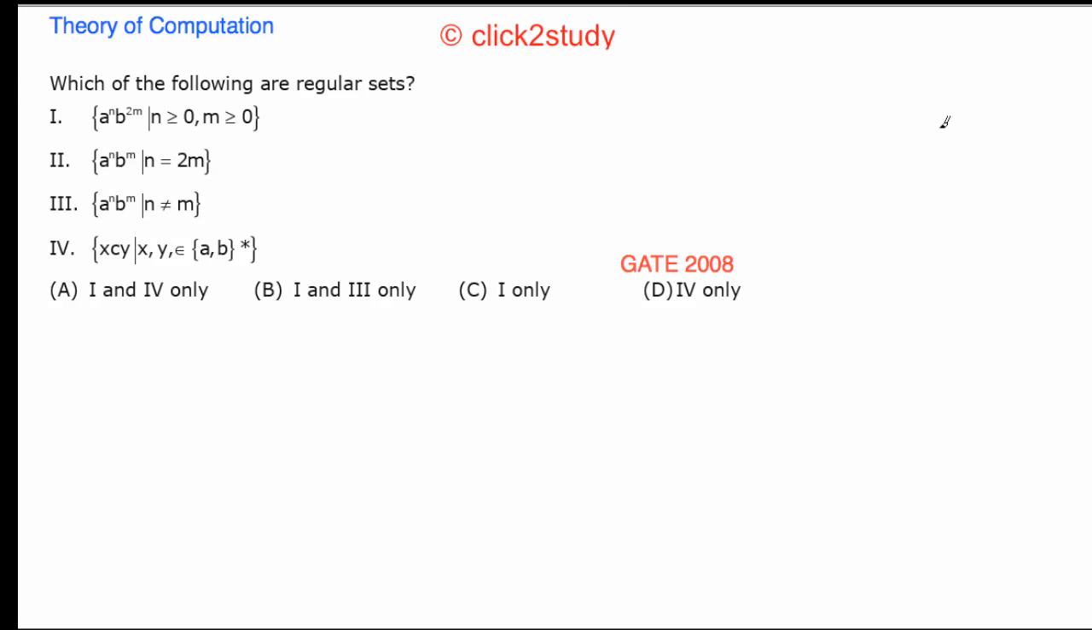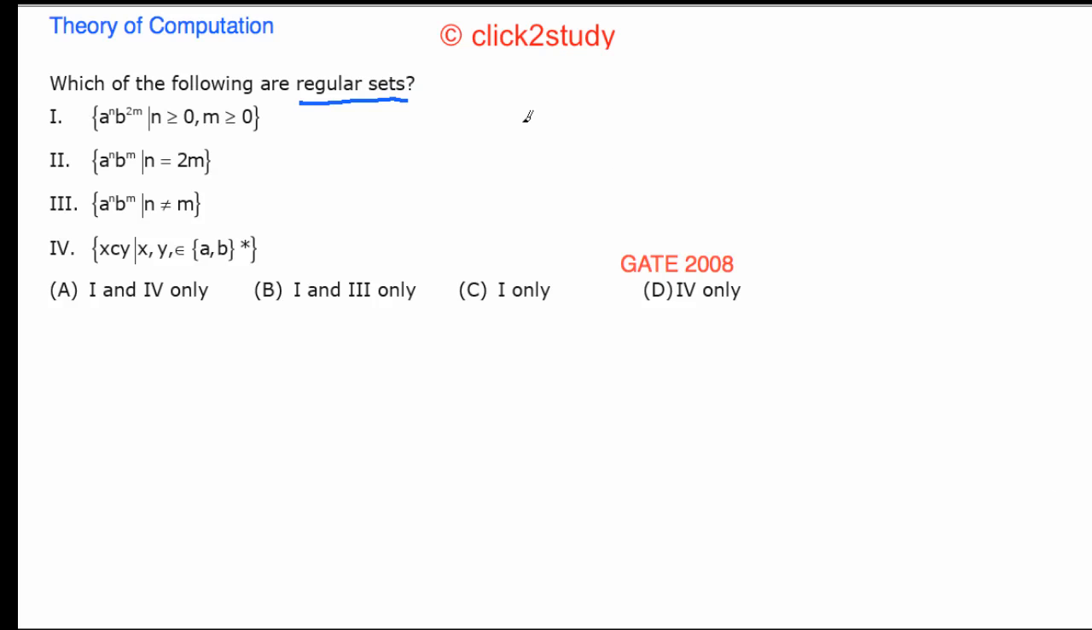Okay, so let's look at the next problem in theory of computation. Which of the following are regular sets? We are given these four sets, and we have to tell which of them is a regular set, and then you have to choose the correct option down there.